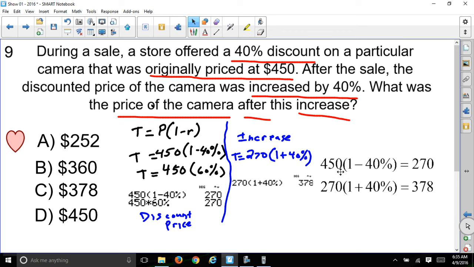So there it is. There's the work that we did. We found the discounted price of $270, and now the additional 40% added on to the amount was giving us a new price of $378. And I want you to even notice the price was originally $450, so there's still a little bit of savings there. That was a very good problem.